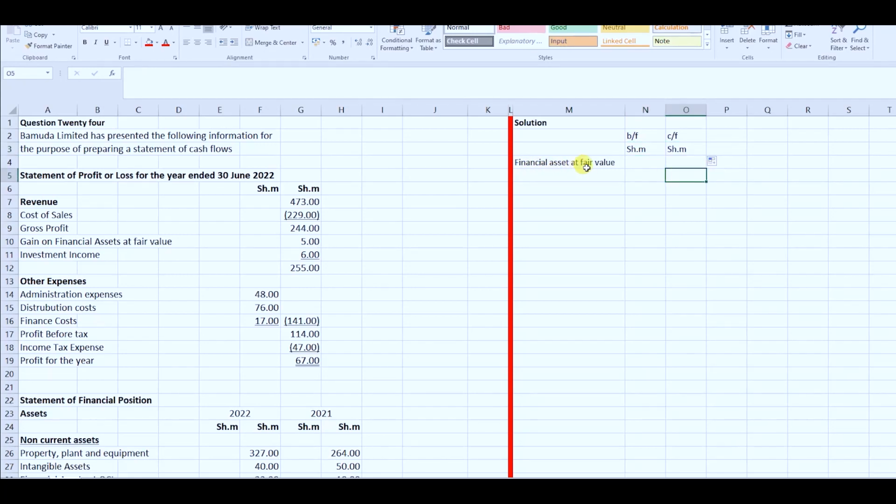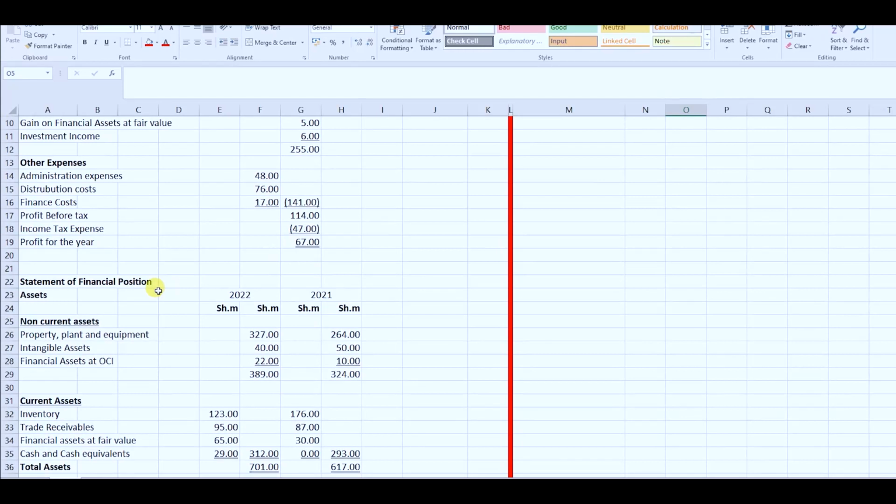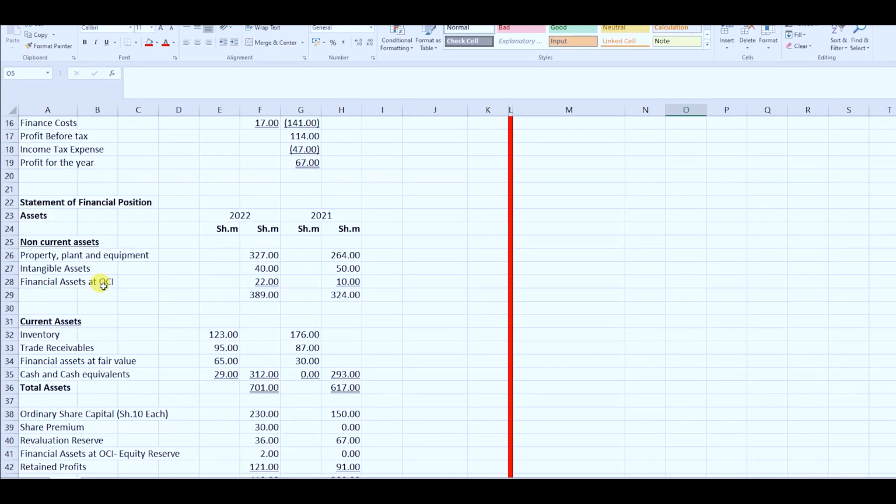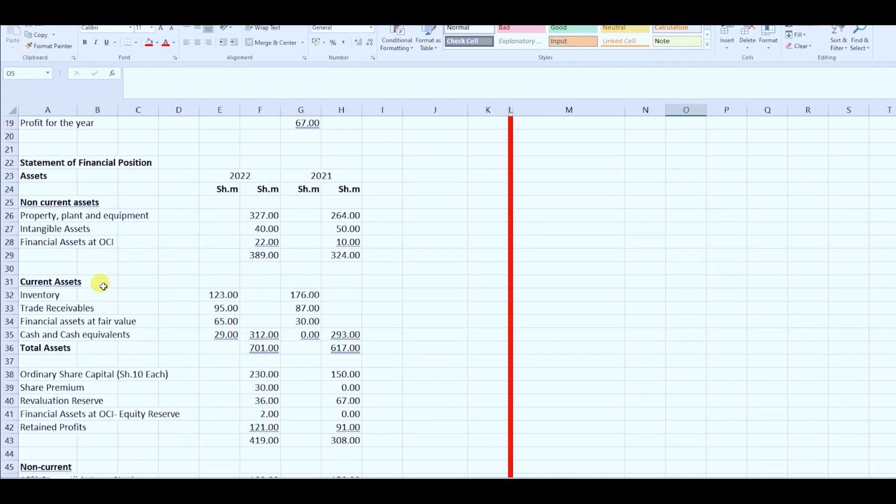So financial asset at fair value, we can pick these values that have been given from the balance sheet there. So we can check from the statement of financial position right over here, financial asset at fair value. We can see over here, financial asset, as we just scroll down over here, one second.